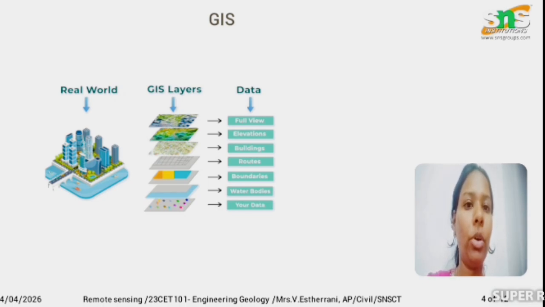GIS layers are most important, where the real world looks different, but the GIS layers give the top full view of the area. Next, it provides the elevation of the area. Next, it provides the buildings that are present in the area. Next, it shows the routes. Next, it gives a boundary for the output, and it gives the water bodies, which are the final output of our GIS project, and finally the output data.